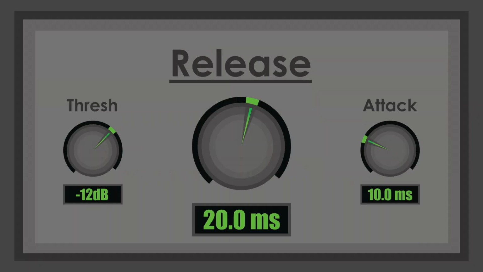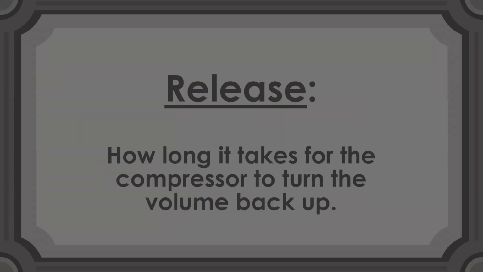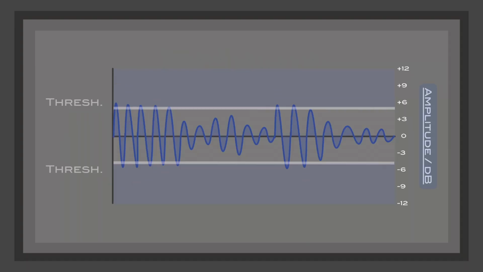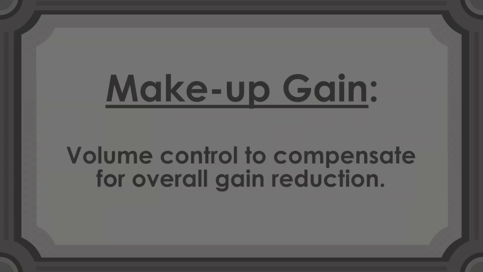The next parameter we'll move on to is release. Similar to attack, the release is the speed at which the audio gets turned back up after it's been compressed. And finally, our last parameter that we'll talk about is makeup gain. After the compressor has brought down the volume of the peaks, the whole audio signal is going to sound quieter. This is where makeup gain comes into play.